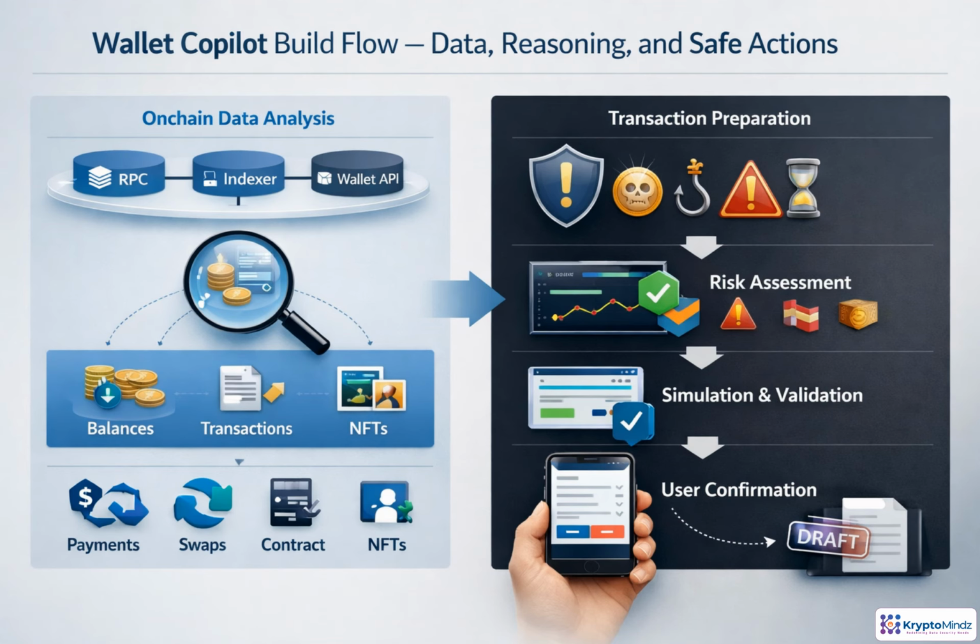Think of the wallet copilot as two connected systems, one that can observe freely and one that must act carefully. It reads balances, transfers, NFTs, receipts, and metadata through RPCs, indexers, or wallet APIs. Then it classifies activity and applies risk rules for approvals, phishing patterns, suspicious contracts, and abnormal spending. If action is needed, it creates a draft, simulates outcomes, validates recipients, and waits for explicit confirmation before anything is signed.